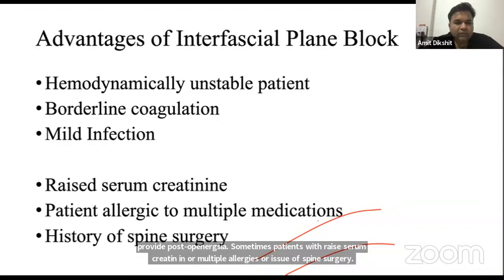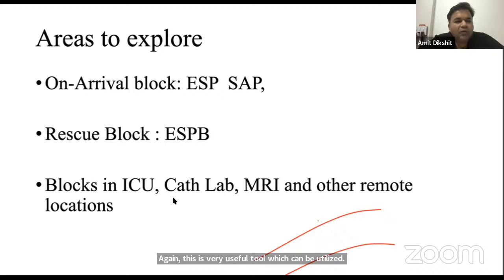Other areas are on-arrival blocks, say an ESP block for fracture rib or an SAP block for fracture rib. Or it can be a rescue block. Suppose the epidural has come out, and on a ward round we see that it is difficult to reinstitute it. Or we have utilized these blocks like ESP, SAP in MRI also in some patients, in patients in the cath lab and ICU and other remote locations.